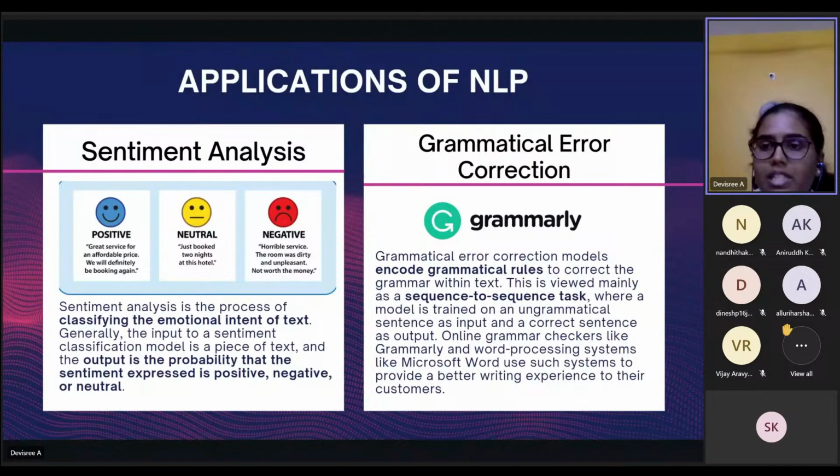Okay. Second one is grammatical error correction. So grammatical error correction models are trained on grammatically correct text and grammatical rules. It takes the input, the typed text that we put in, and outputs a phrase or a word that is grammatically correct after it. So it's a sequence to sequence task. We come across this not only in Grammarly, we also come across this in Word and Google Docs, which we use.